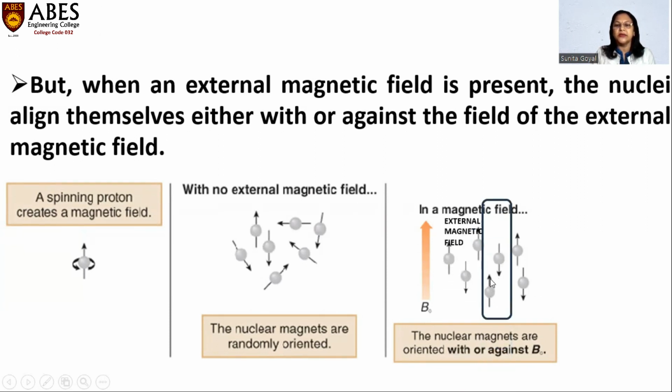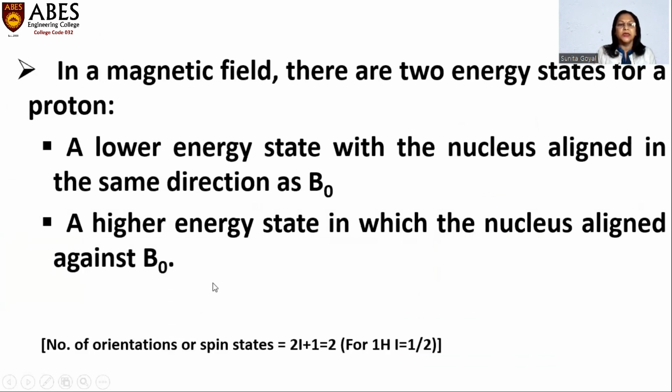Just like this, here this is in the direction of the magnetic field and it is opposite to the direction of the external magnetic field. Thus, the number of orientations or the spin states for hydrogen is 2. That comes out from the formula 2I plus 1, where I is the nuclear spin quantum number. For 1H hydrogen, the value of I is half. When we put it in the formula 2I plus 1, it comes out to be 2.